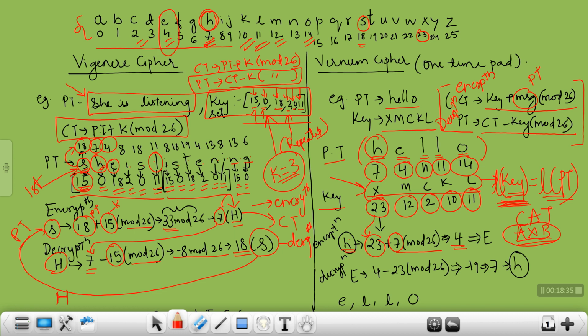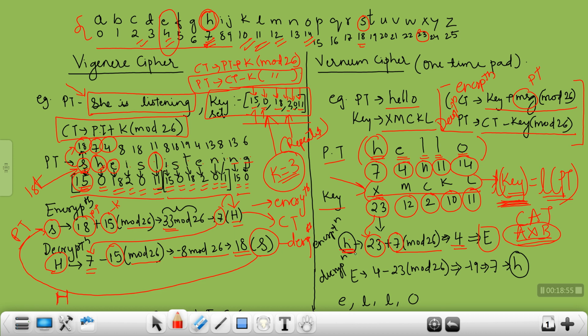But while writing in the cipher text, how do I write? I write this letter in uppercase. So for my plain text small h, I have got a cipher text as capital E. Now the remaining you have to do. I will just do one more decryption part for it, to check whether we are getting our plain text back or not. Now what is the formula for decryption? It is cipher text minus key.